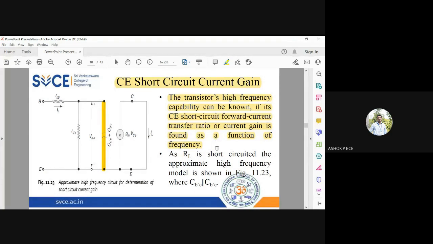Okay, so RL is short circuited. So I once again repeat the steps. RL is short circuited, so RCE will be neglected. The effect of RCE will be 0, and RB dash C I'm neglecting because the value is very high, close to 4 mega ohms, and the two capacitances will become parallel. So I'm going to add them and represent them by a single capacitance CB dash E plus CB dash C. Okay, this is the circuit for which we are going to find the short circuit current gain.